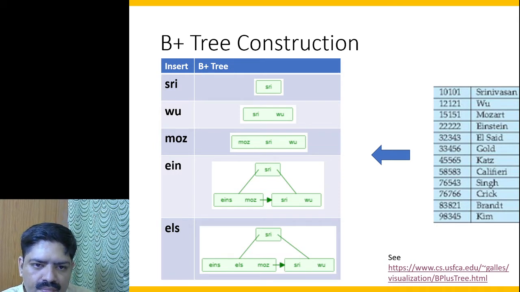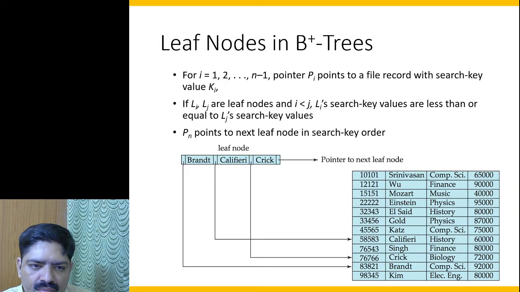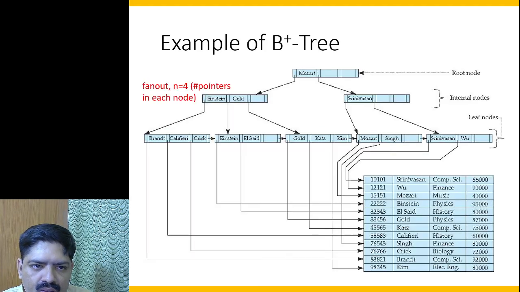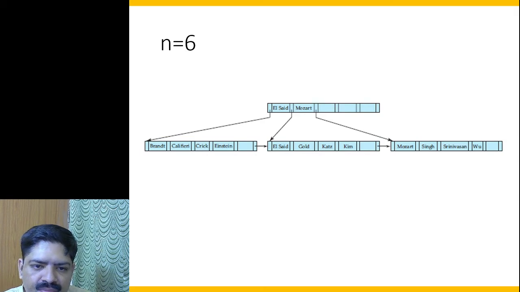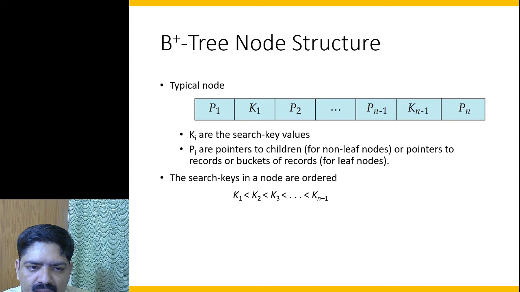Okay, so we just saw how to populate B plus trees. So here is the B plus tree explanation with max degree as 4 or fan out factor as 4. Then if it was 6, it would have looked like this. And as I showed you, every node is structured as follows.